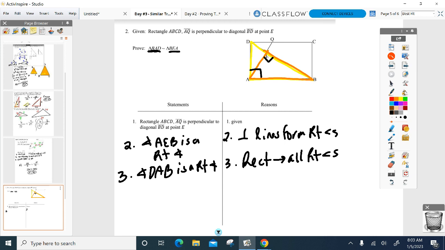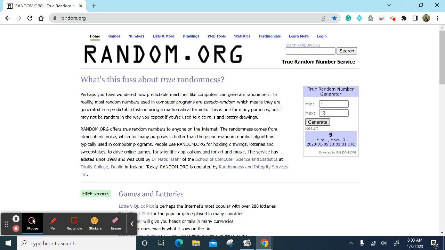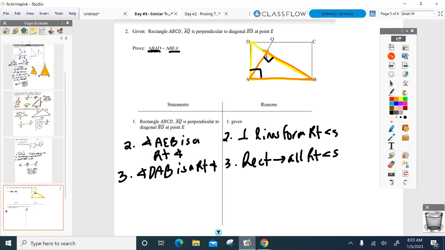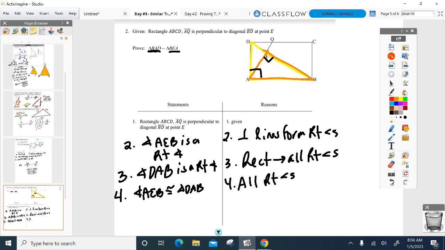Everyone see where those two are coming from? Now you still have to tell me what about them. You told me they're right angles. Now tell me they are congruent. And there's your first A in AA, angle. All right angles congruent. All right, where's the second one then?